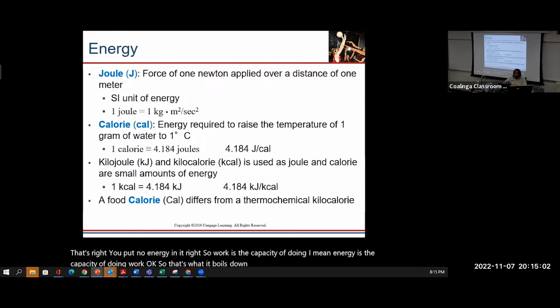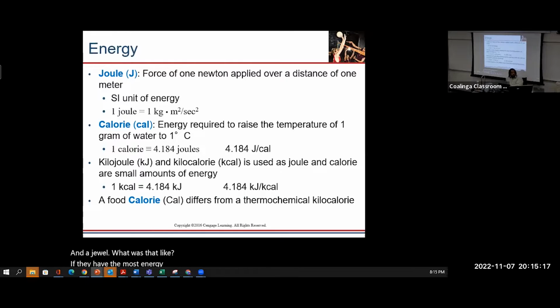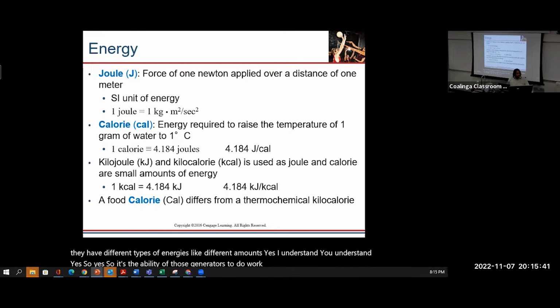Now, the way that we measure energy is the joule. Joule is the SI unit. Like how strong it is. If this has the most energy, like a generator can give power to a building, and this generator can give power to a town. They have different amounts of energy, different strengths. So it's the ability of those generators to do work, right? If this generator has more energy, it's able to do more.